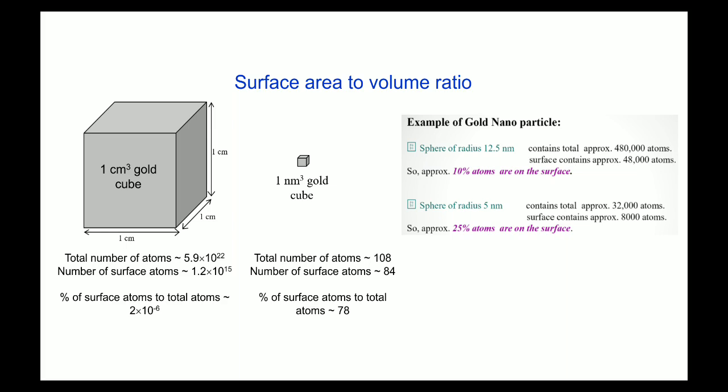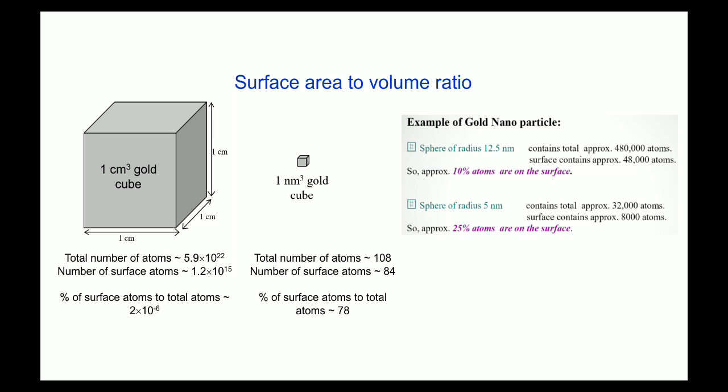The volume of the gold cube is 1 cubic centimeter. Below this cube you can see what I have written. How many atoms are present here in total? Nearly 5.9 × 10^22, because it is a bulk material, a big crystal of gold. The number of surface atoms present is 1.2 × 10^15. These atoms are present on the surface.